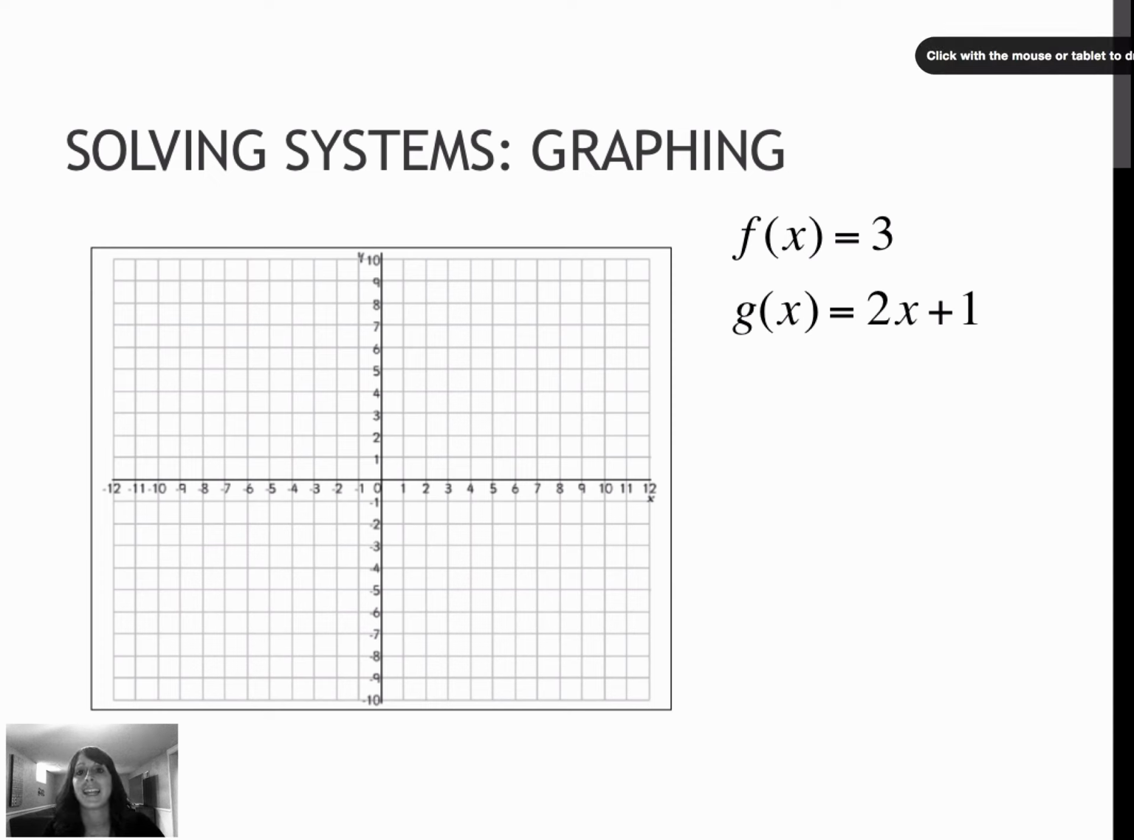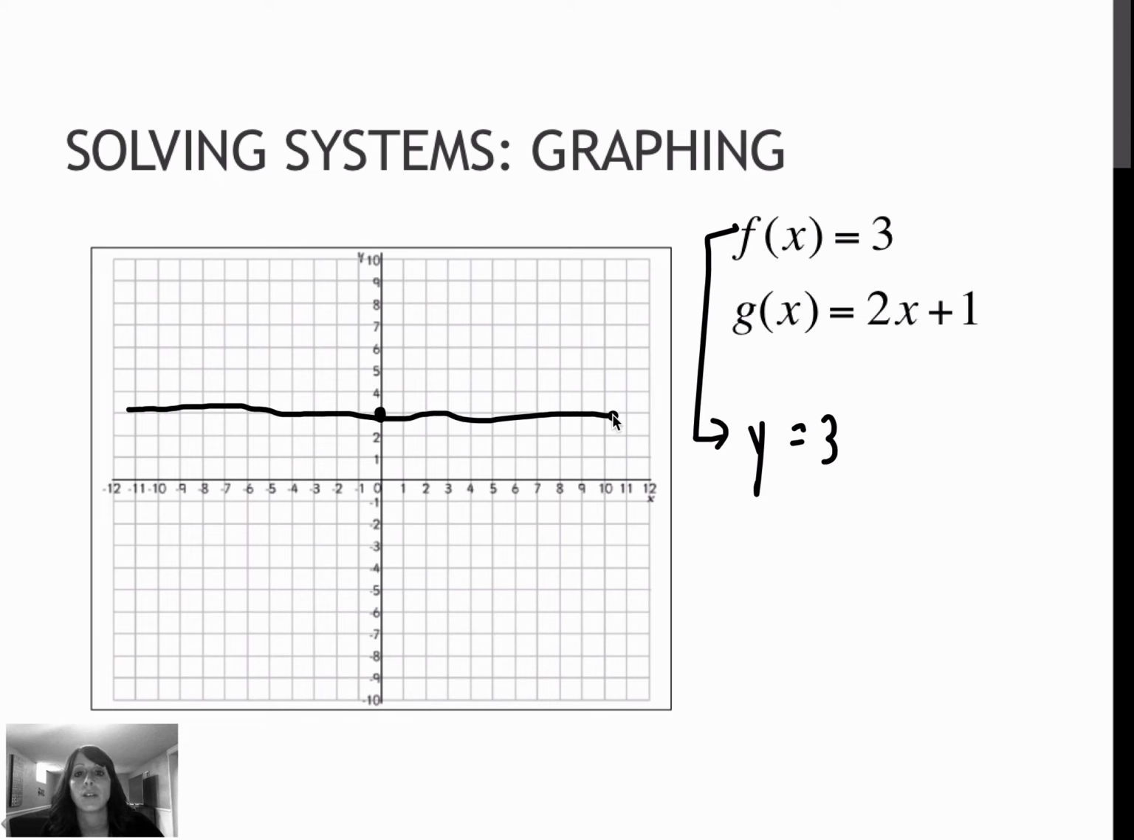I wanted to do one like this with you because they look a little bit different. Remember, this is just function notation, so this is the same as me saying y equals 3, which means go to the y value of 3 and draw a nice horizontal line, hopefully straighter than mine. And again, this is like y equals 2x plus 1, so I would start at plus 1 and go up 2 over 1 as many times as I needed to, and then connect the dots. And this point where they cross is (1, 3).